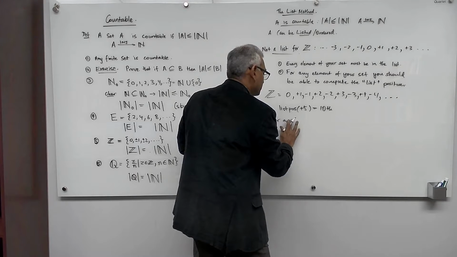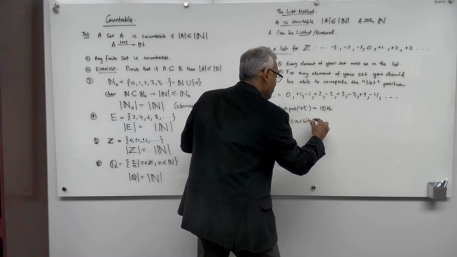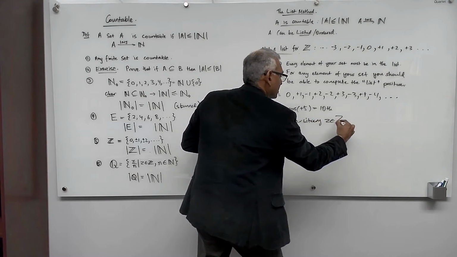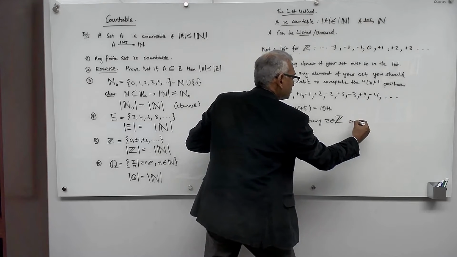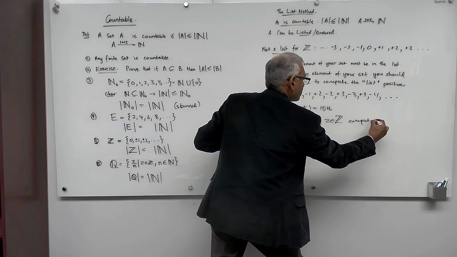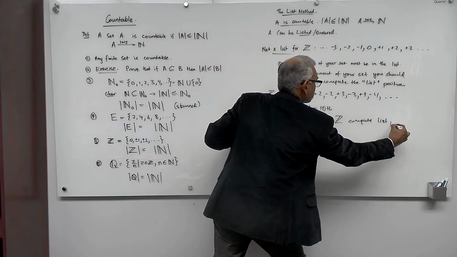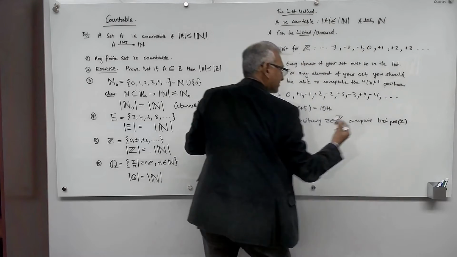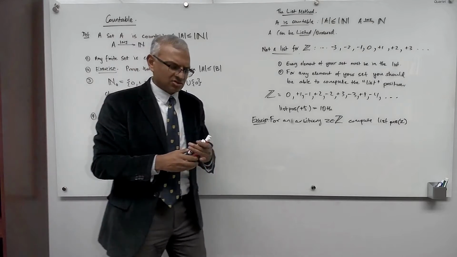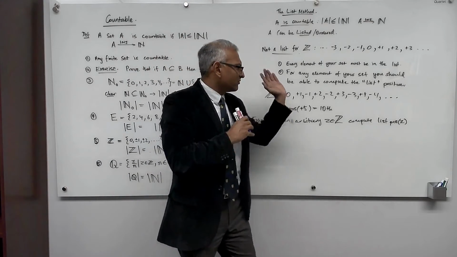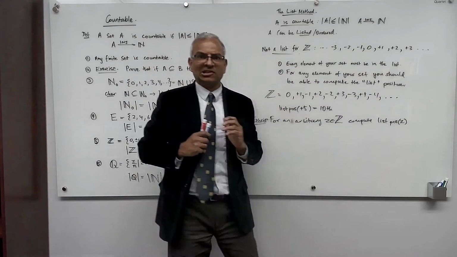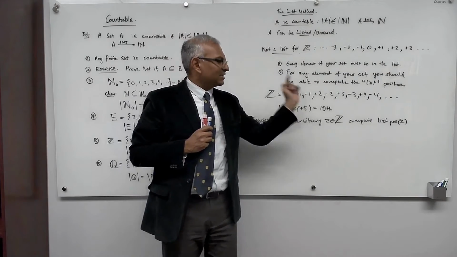I urge you, as an exercise, to compute, for an arbitrary z in the integers, a formula for the list position of z. It's not too hard, but sit down and convince yourself that you can do it. Then we have a valid list. So this is a valid list for the integers.